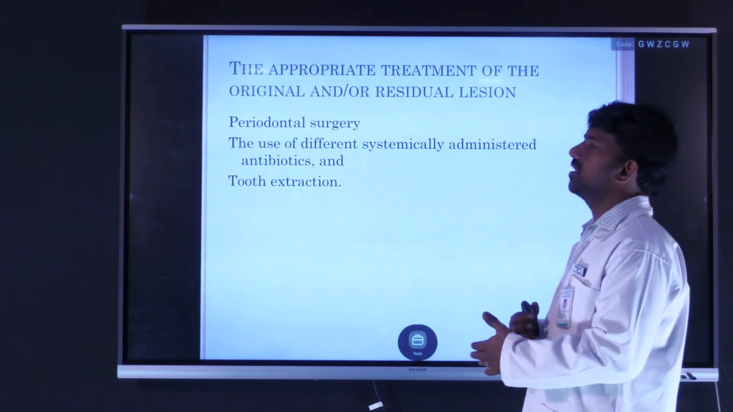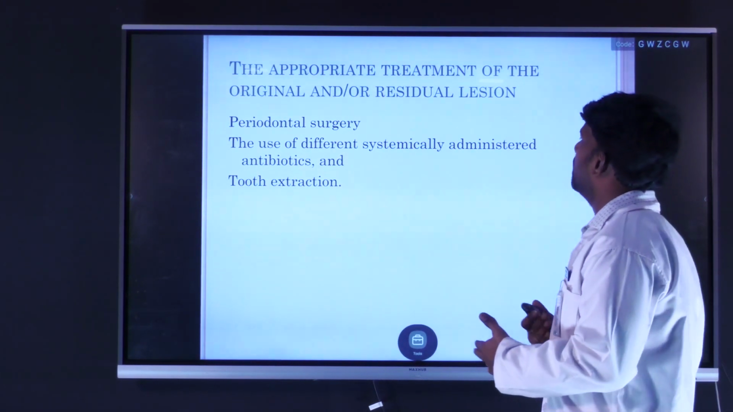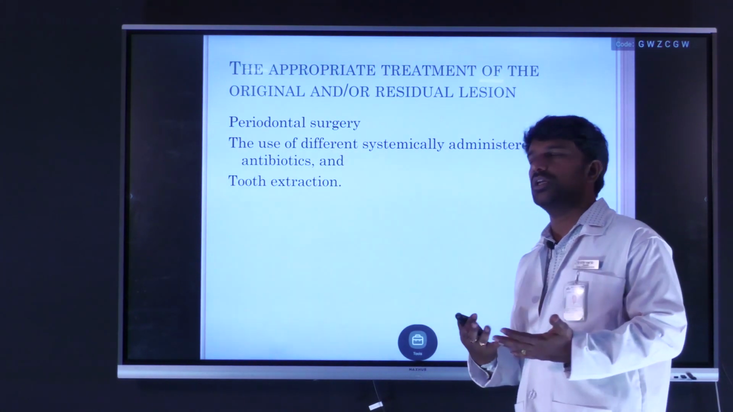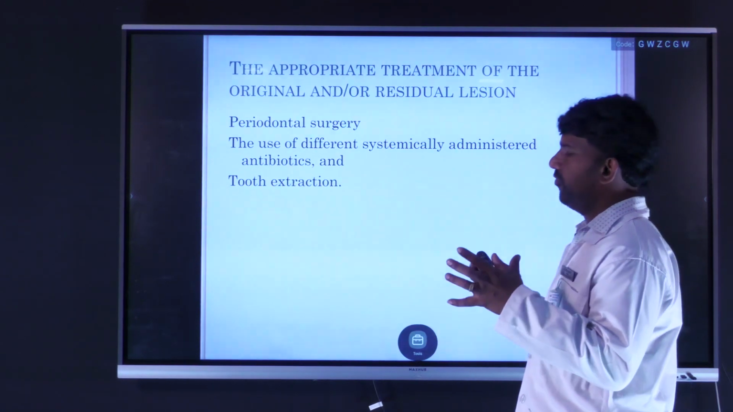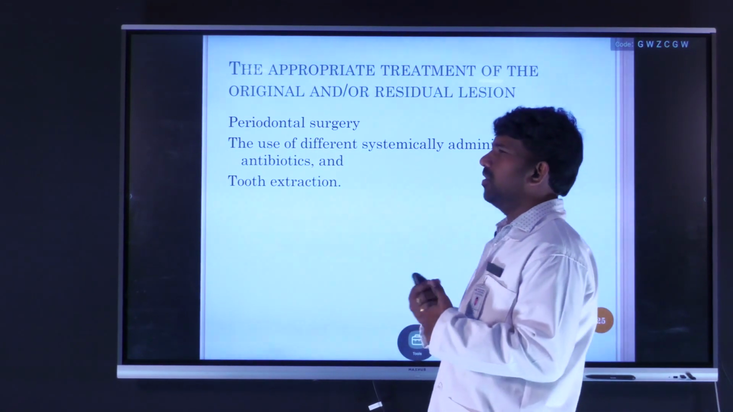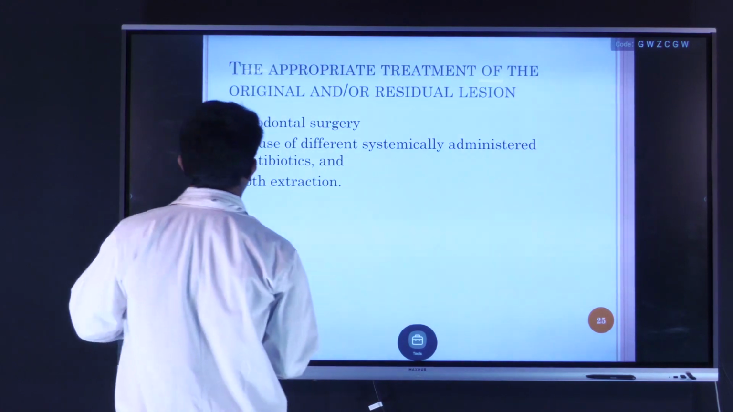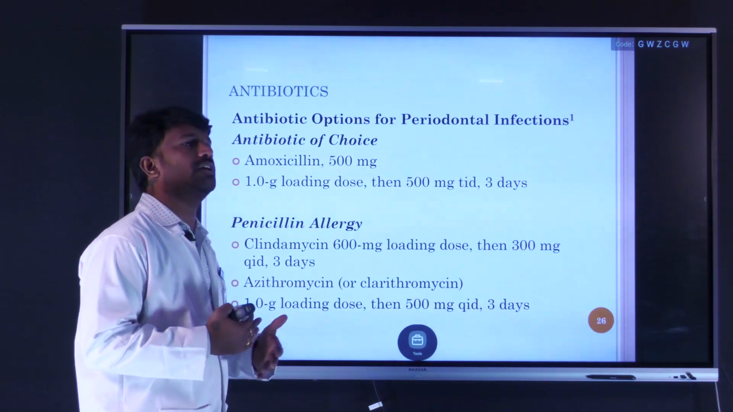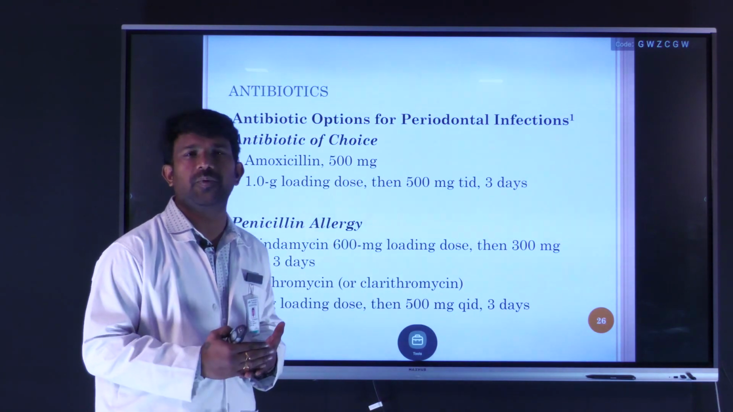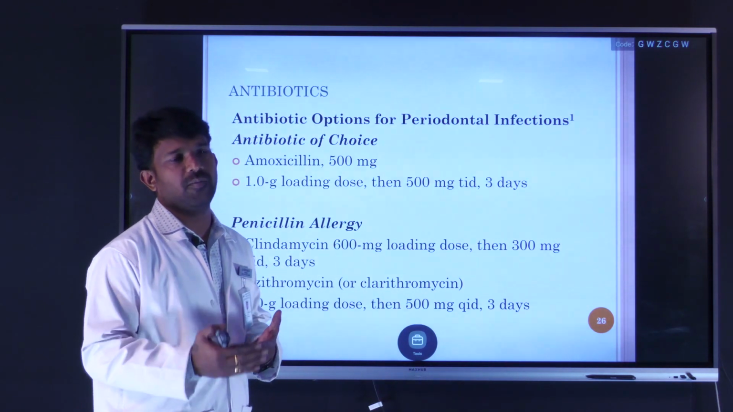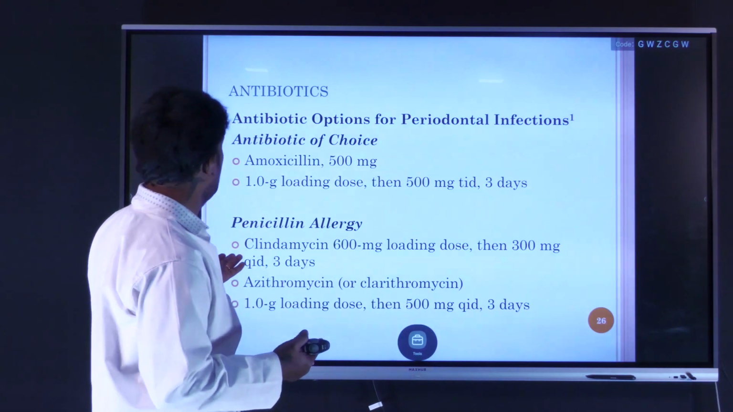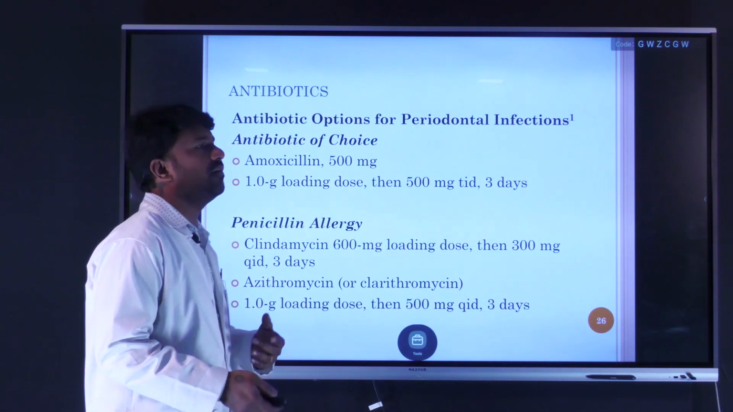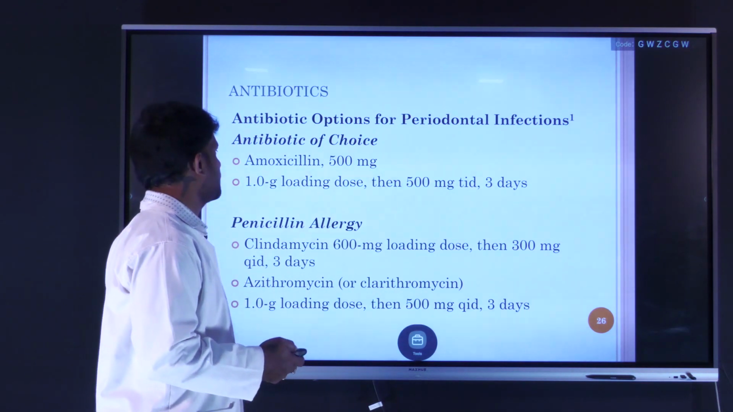After this non-surgical approach, you go to the surgical approach, where in periodontal surgery you do pocket elimination or reduction, and if the tooth has a hopeless prognosis, you will end up with extraction of the tooth. Antibiotics are incorporated along with the mechanical and surgical therapy; one is amoxicillin. If the patient has a penicillin allergy, we will give clindamycin with a loading dose of 1 gram and then 500 mg for 3 days.